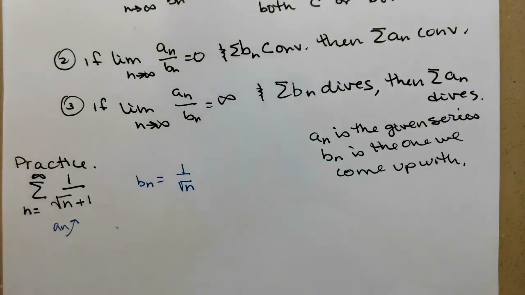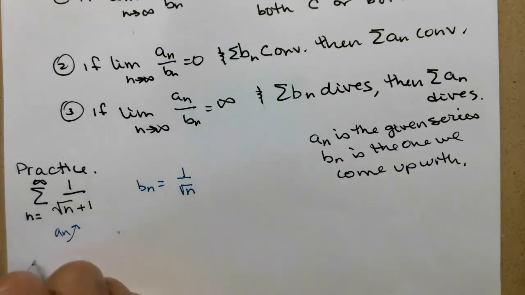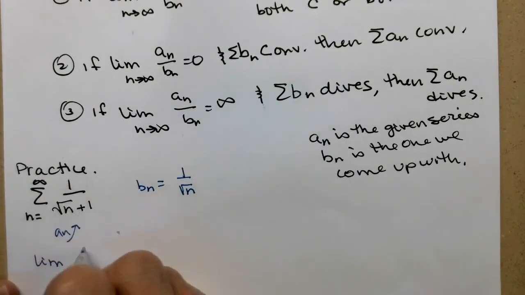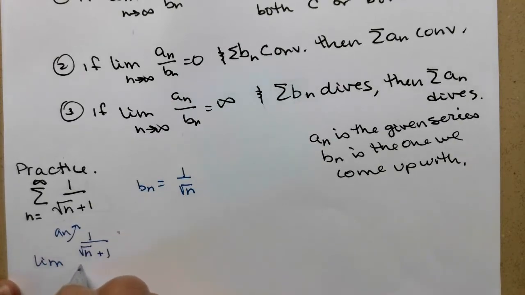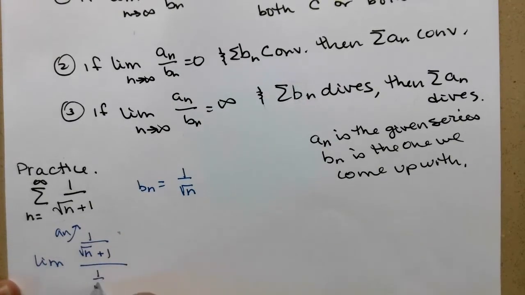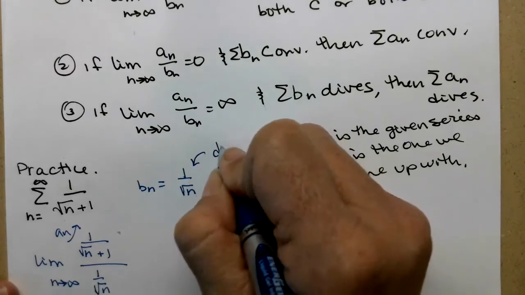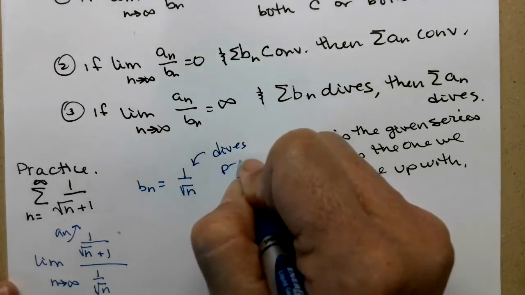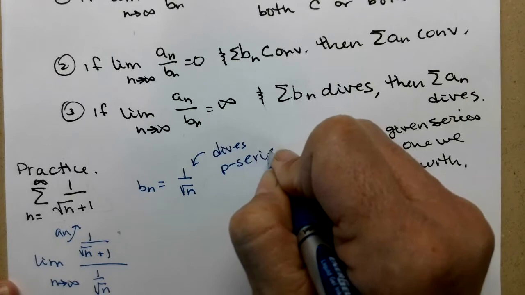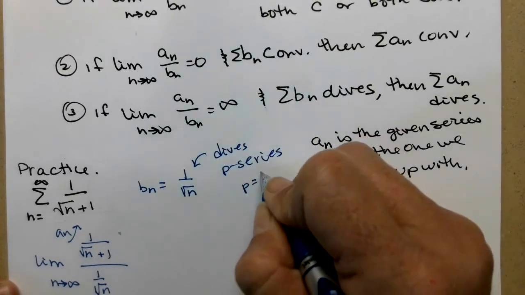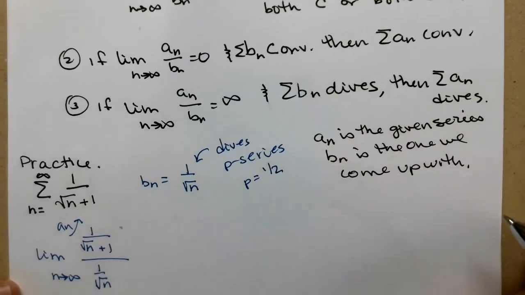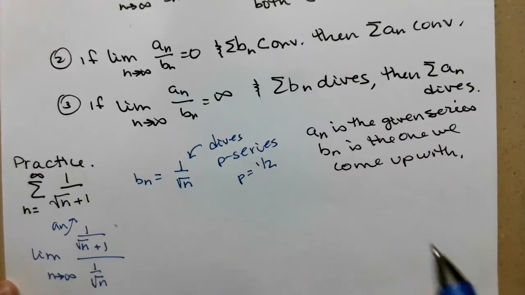But I'm not going to do the inequality. Now I'm going to do this with a limit. So I want to take the limit of the one that I'm given, 1 over square root n plus 1, over 1 over square root n, as n goes to infinity. This b sub n that I've chosen, I know diverges because it's a p series. And what's p equal this time? Right, 1/2. So less than 1, so diverges.